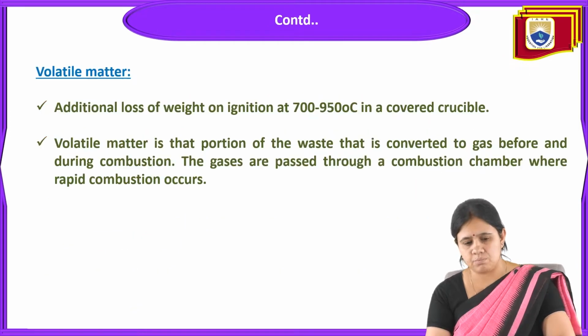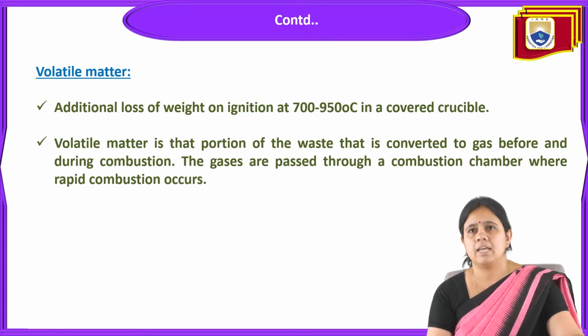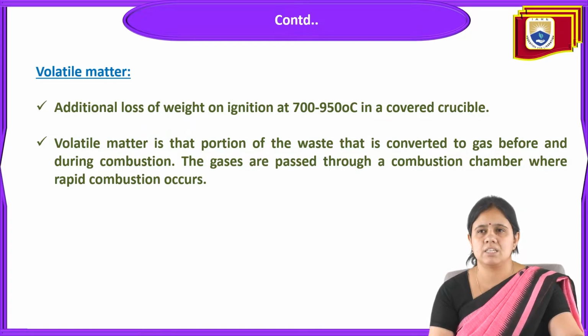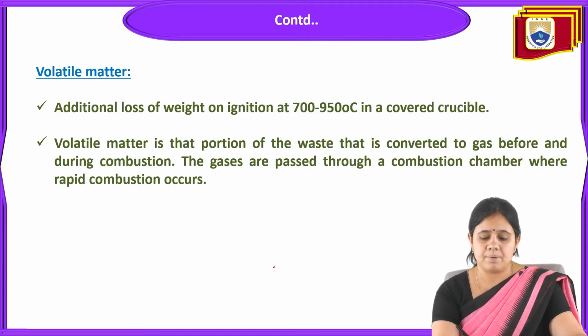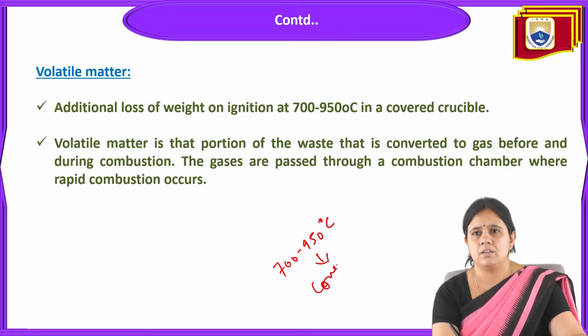Now comes the next point. This is volatile matter, the additional loss of weight on ignition at 700 to 950 degrees Celsius in a covered crucible. This will be the volatile matter in that particular waste, and the volatile matter is that portion of the waste that is converted to gas before and during combustion, and the gases are passed through a combustion chamber where rapid combustion occurs. So the temperature is 700 to 950 degrees Celsius in a covered crucible.